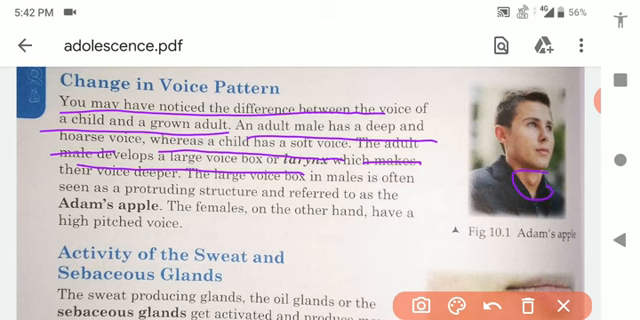You can also observe it in many males. The large voice box in the male is often seen as a protruding structure. Protruding means that it can be seen, that it comes out of the neck. You can easily observe it. So this structure is also called Adam's apple.